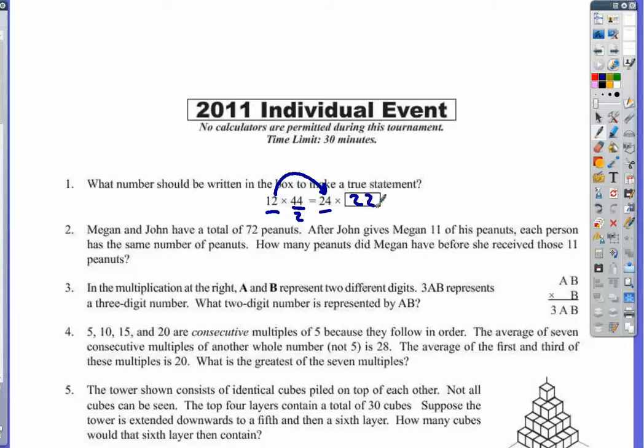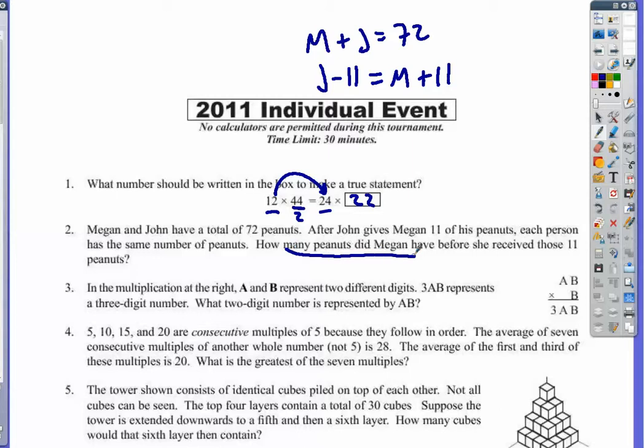Megan and John have a total of 72 peanuts. After John gives Megan 11 of his peanuts, each person has the same number of peanuts. How many peanuts did Megan have before she received those 11 peanuts? So we know that Megan and John have a total of 72. So then we also know that when John gives 11 of his peanuts away, that means he's lost 11 peanuts, then Megan plus those 11 peanuts will be equal to John. And we want to know how many peanuts did Megan have.